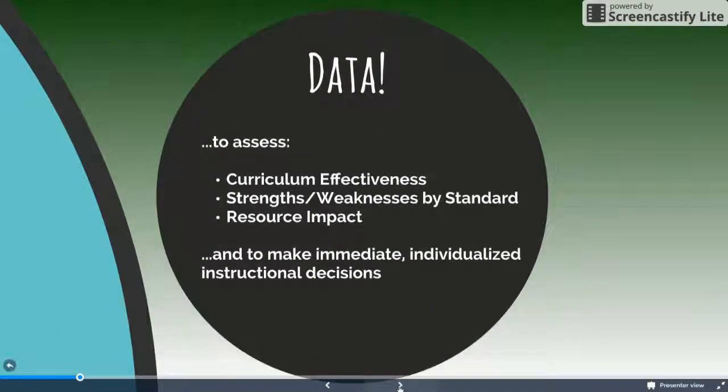The data we gather will help us to assess the effectiveness of our curriculum, our students' strengths and weaknesses as they relate to each individual math standard, and the impact of our instructional resources. Most importantly, however, the data will help us to make immediate, individualized instructional decisions for the benefit of our students.